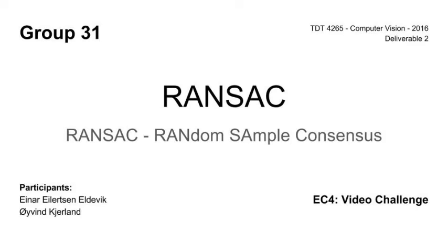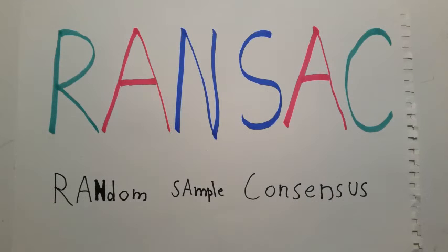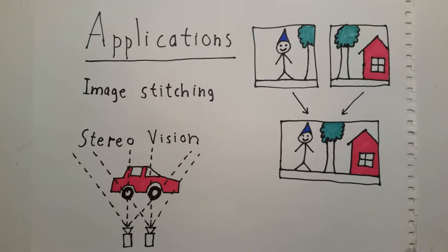In this video, we are going to talk about the Random Sample Consensus Algorithm, or RANSAC for short. Some examples of applications for the RANSAC algorithm are image stitching, where we want to combine two different images of the same scene seamlessly. Another is stereo vision, where we use images from two cameras to obtain depth information about the objects in the scene.